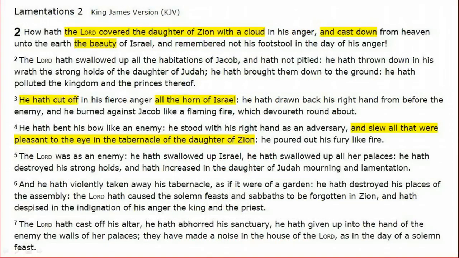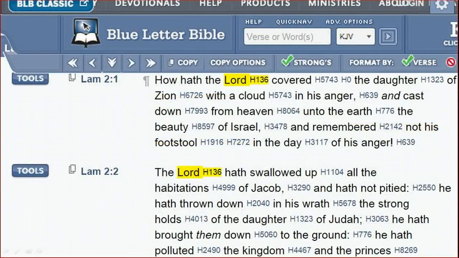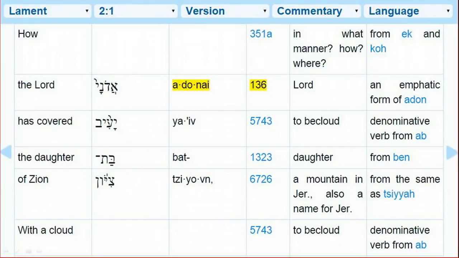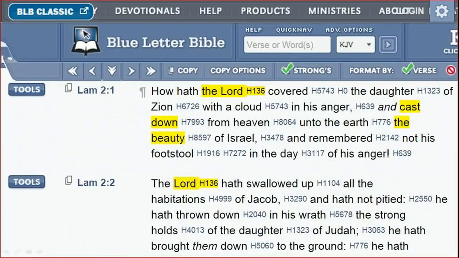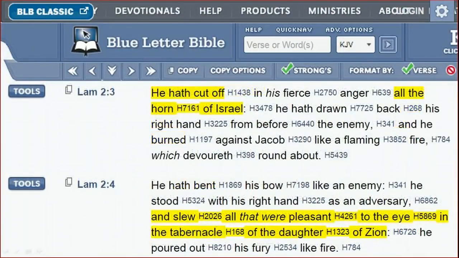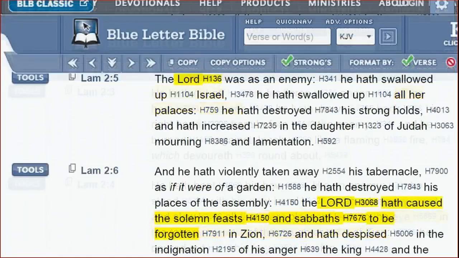So there's another reference to this in Lamentations 2. It says, the Lord covered the daughter of Zion with a cloud and cast down the beauty and slew all that were pleasant to the eye in the tabernacle of the daughter of Zion. And notice the word translated as Lord here is the word 136, which is Adonai again. So it's referring to the same thing Isaiah was referring to. It says Adonai will cast down the beauty, cut off the horn of Israel, which, by the way, we know Israel refers to the whole world, cut off the horn of Israel and slay all that are pleasant to the eye in the tabernacle of the daughter of Zion.